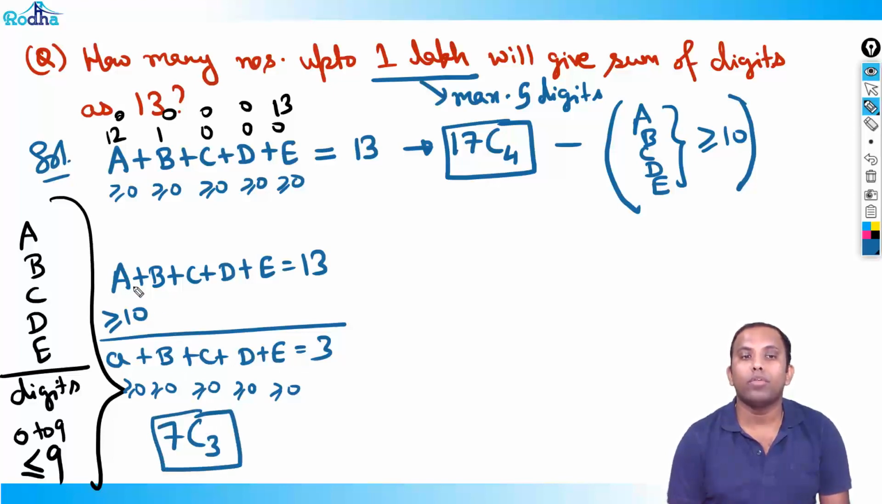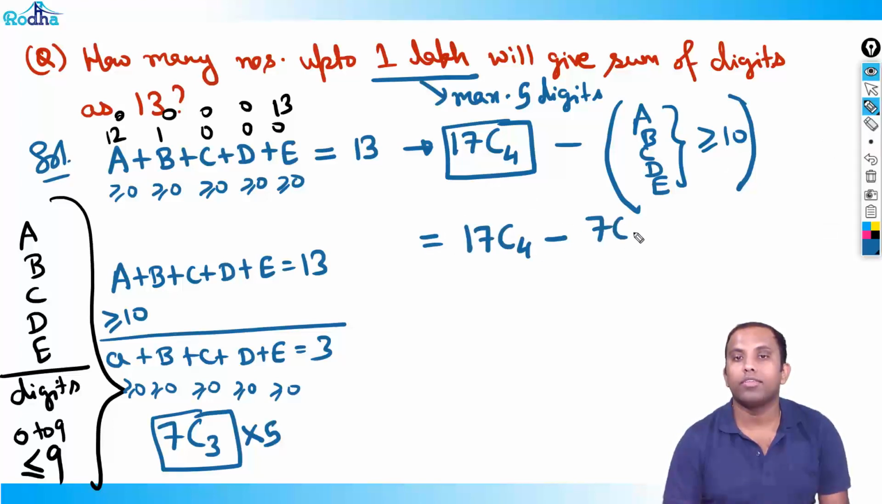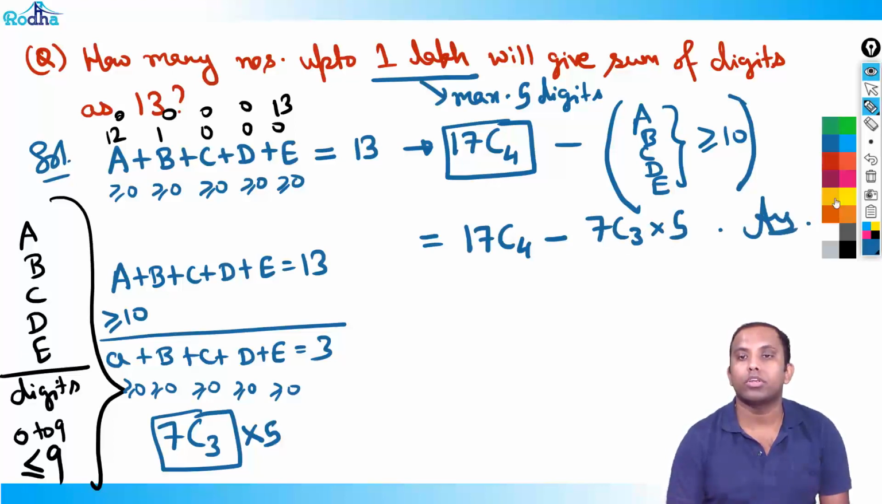How many times? 1 for A greater than or equal to 10, 7C3. Again for B greater than or equal to 10, again 7C3. For C greater than or equal to 10, again 7C3, right? How many times? 5 times. So 7C3 into 5. From the total number of cases, I should subtract, right? What is the final answer? It should be 17C4 minus 7C3 into 5. This should be the final answer for this question.